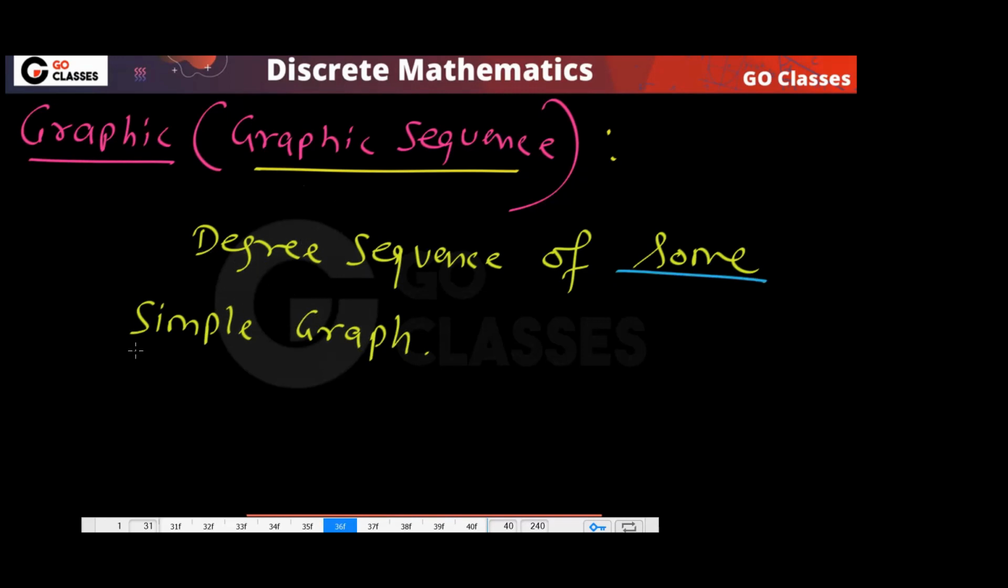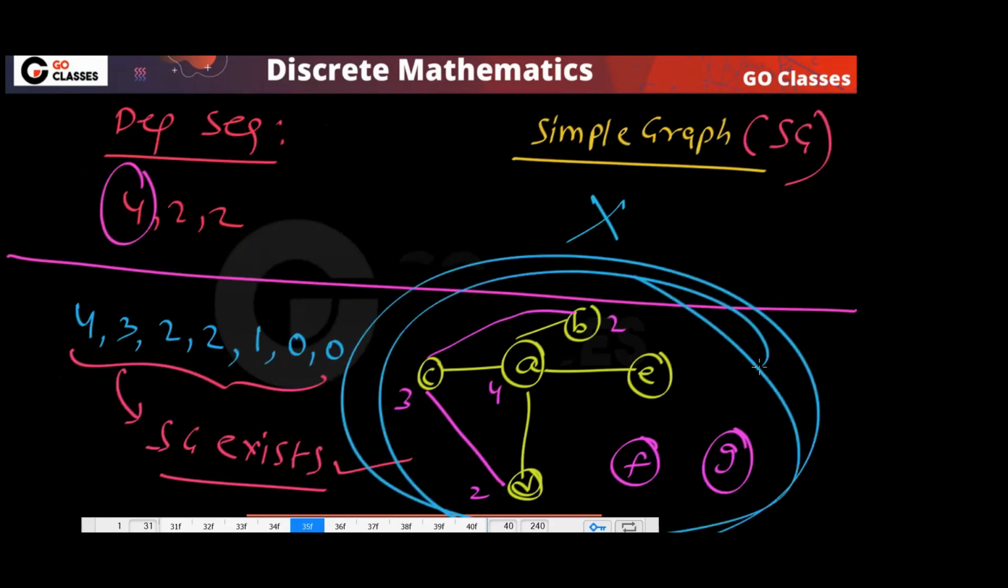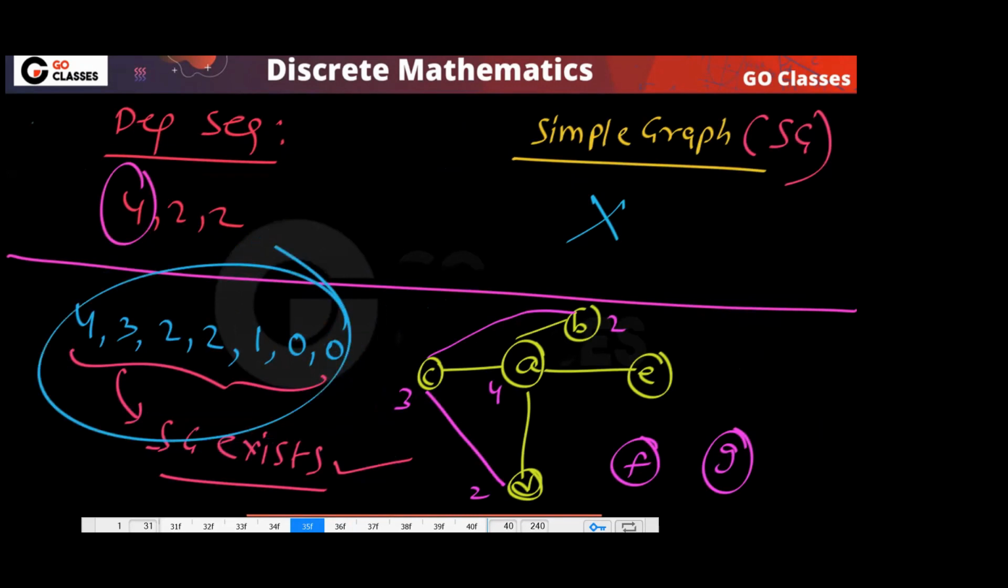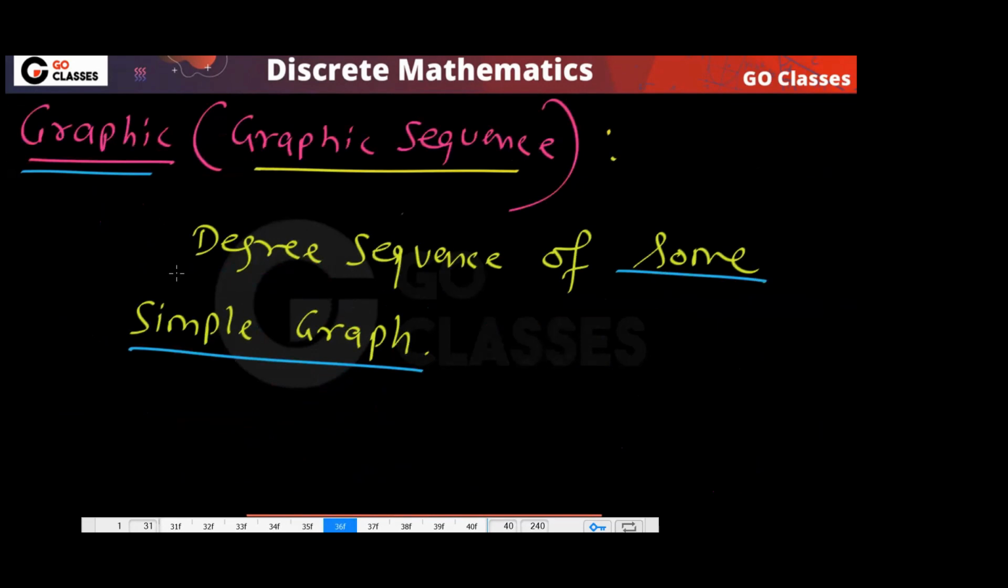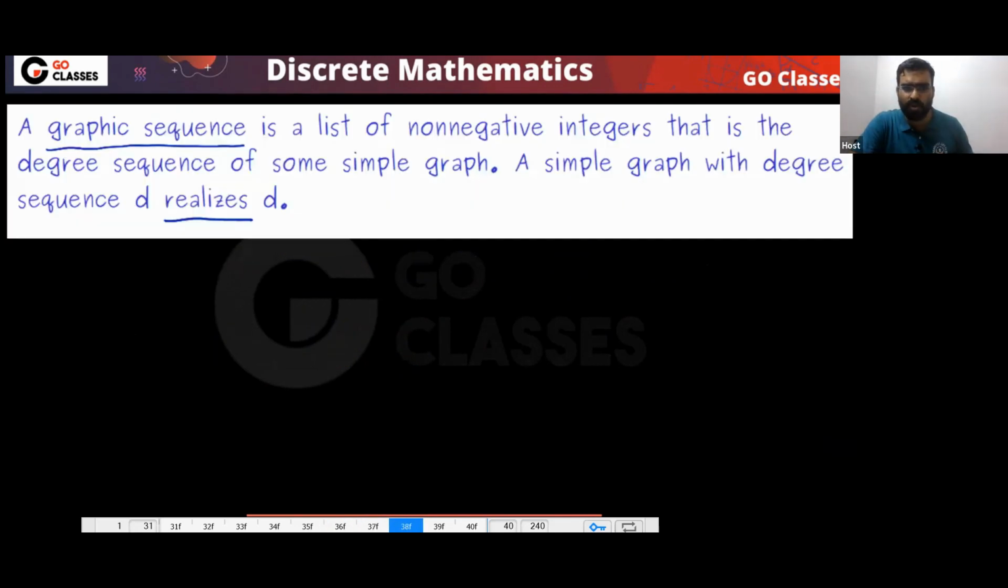This is the degree sequence of some simple graph. This is a simple graph, and for that simple graph, this is the degree sequence. So this degree sequence is graphic. This degree sequence is not graphic. So what is graphic? Graphic means this is a degree sequence of some simple graph. Very simple. So we have to check whether some degree sequence is graphic or not, whether some degree sequence can create a simple graph or not. You have some degree sequence; for that degree sequence, can you create a simple graph or not?